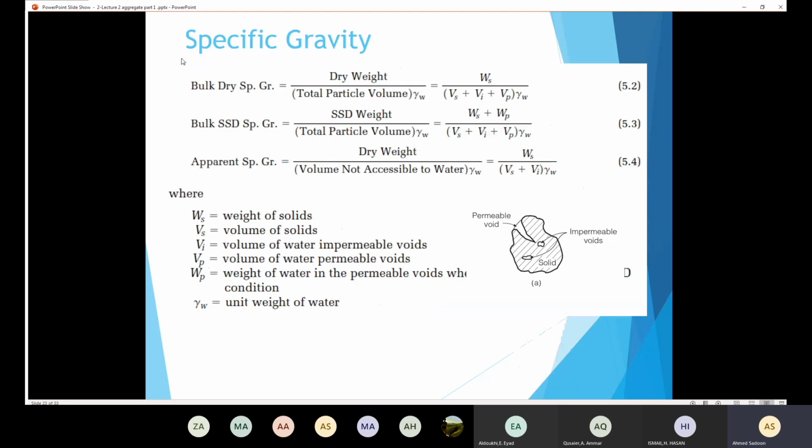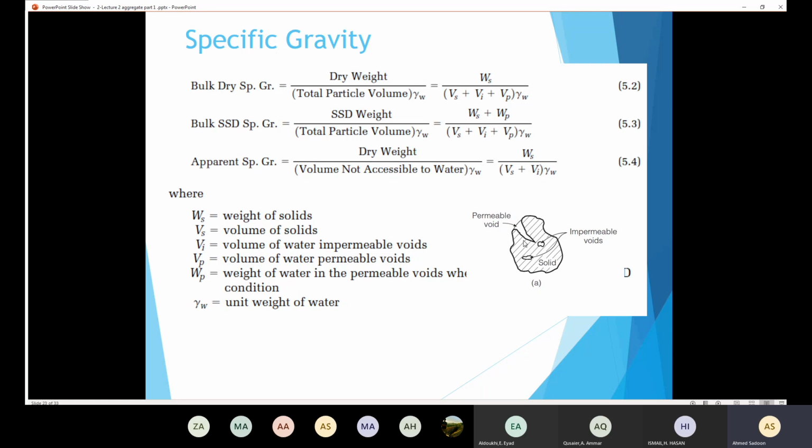And we are going to focus only on three types of specific gravity. We have the bulk dry specific gravity, the bulk saturated surface dry specific gravity, and the apparent specific gravity. So in general, the specific gravity is the weight of the aggregate over its volume, and this represents the density of the aggregate over the density of the water.